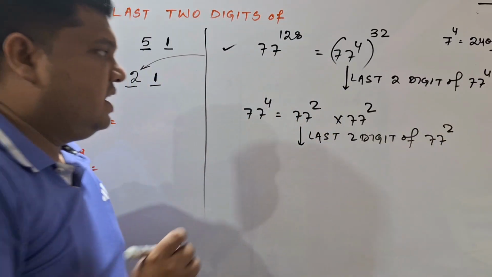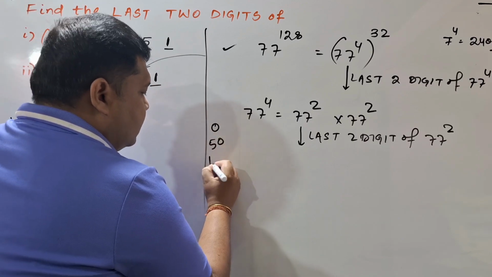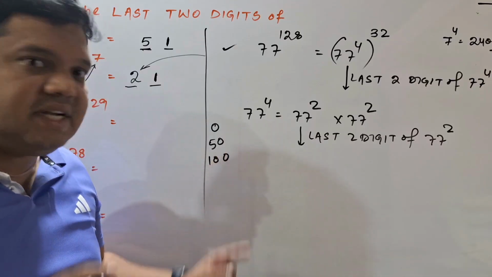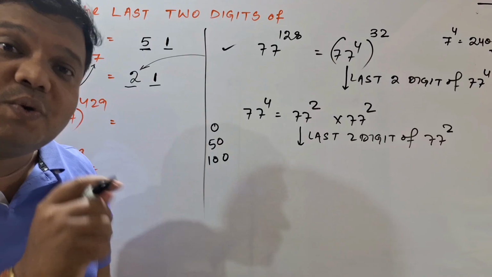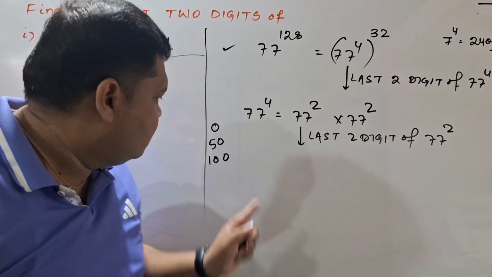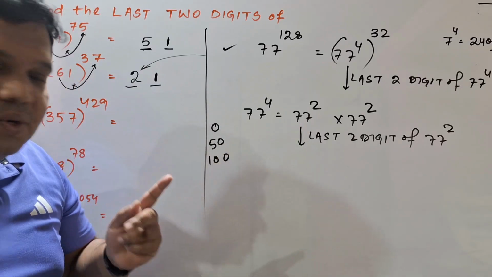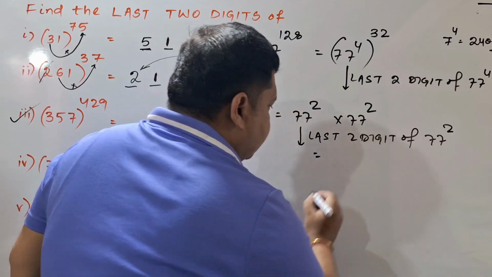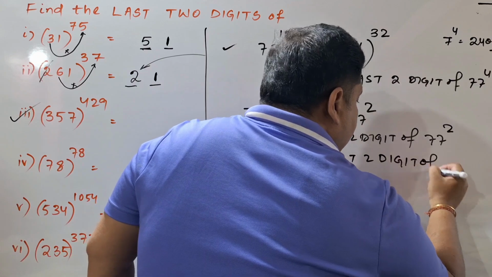You have to think whether this 77 is close to 0, 50, or 100. You know 77 is close to 100, right? The gap between 100 and 77 is less, the gap is 23. 77 and 50 gap is 27. So where the gap is small, here the gap is small. If you compare 77 with 100, the gap is 23. So here I can write, the last 2 digit of 77 square is the same as the last 2 digit of 23 square.